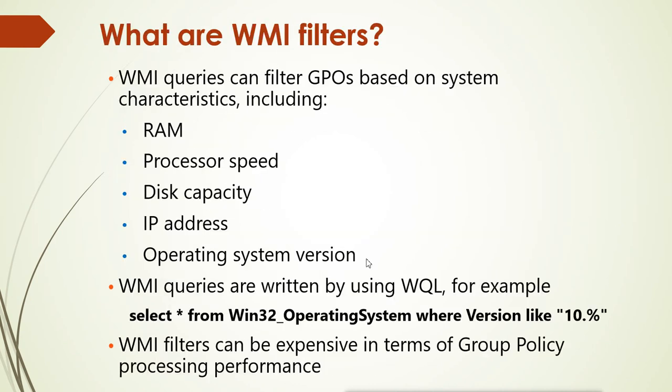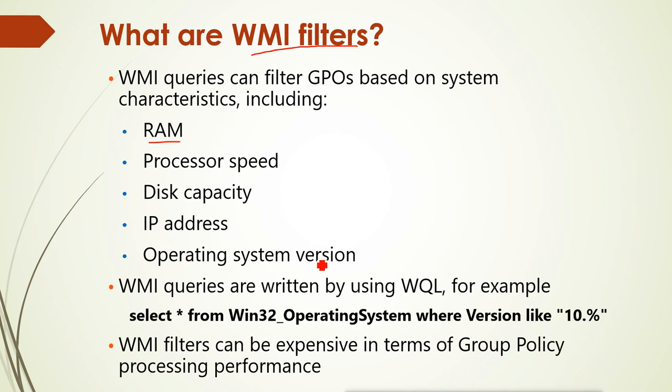Then, same as the user group filtering, we can use WMI filtering also. WMI is like queries, and it can filter the GPO based on system characteristics including RAM, processor speed, disk capacity, IP addresses and operating system versions.